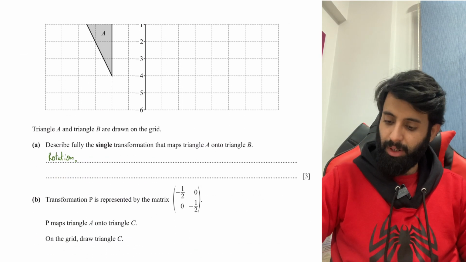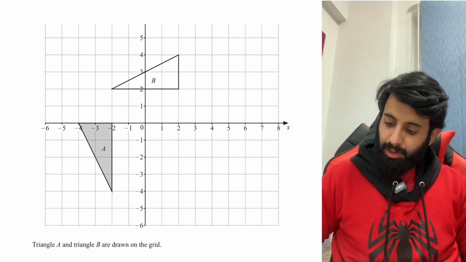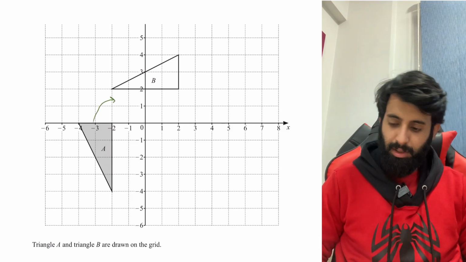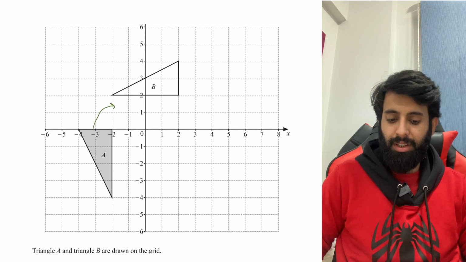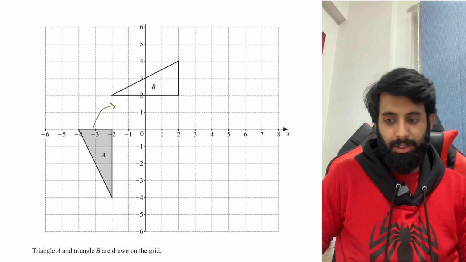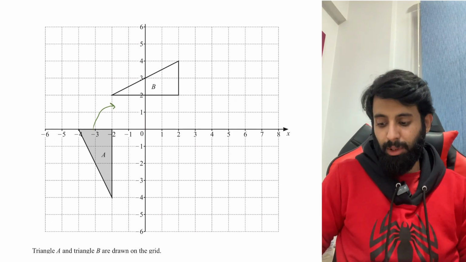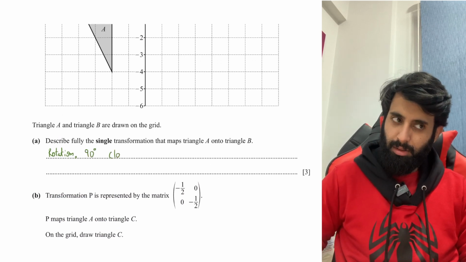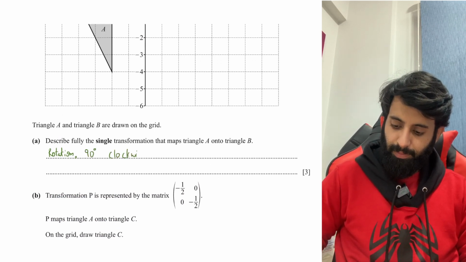Okay, so here's number one, rotation. So A onto B, so that means B is the image. So this is how it's moving, so that means this has to be clockwise and it's 90 degrees. How do I know it's 90 degrees? Because the line that was horizontal is now vertical and the line that was vertical is now horizontal. So I'll say 90 degrees clockwise.